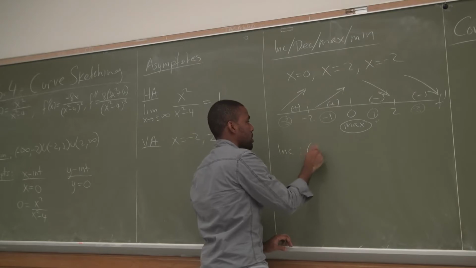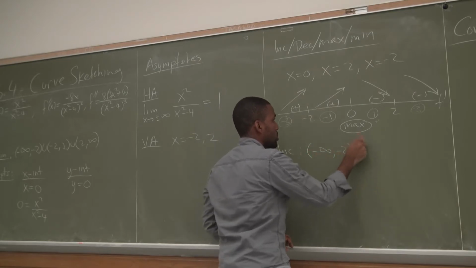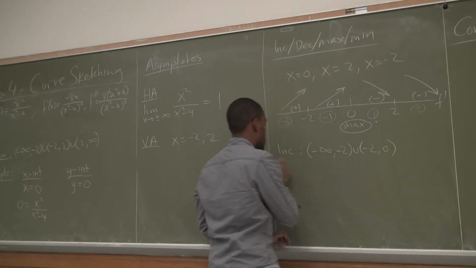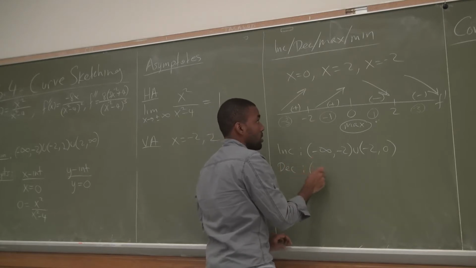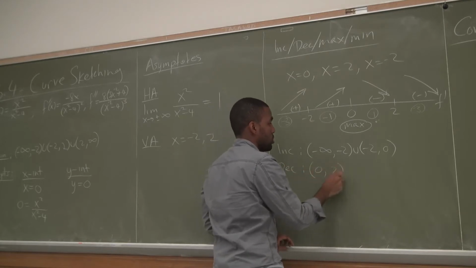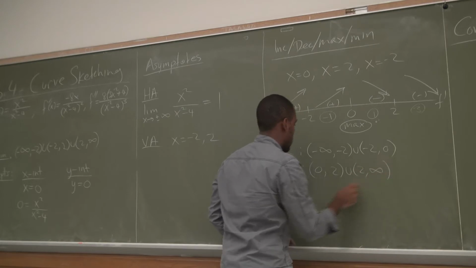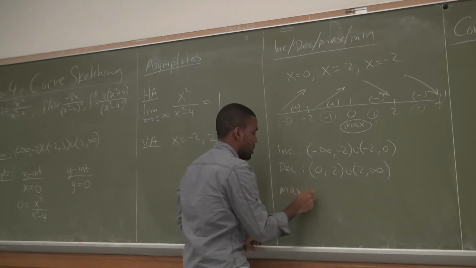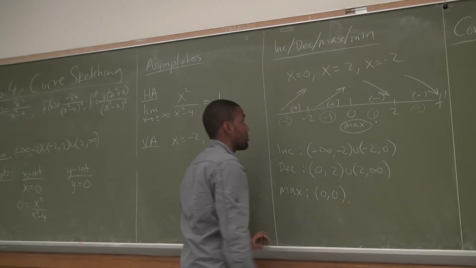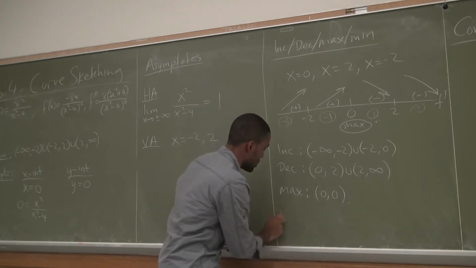We're increasing from minus infinity to minus 2, union minus 2 to 0. We're decreasing from 0 to 2, union 2 to infinity. I have a maximum at (0, 0). There is no minimum.